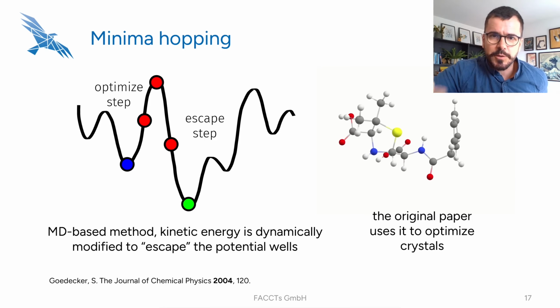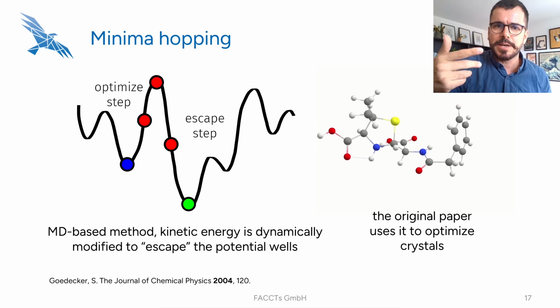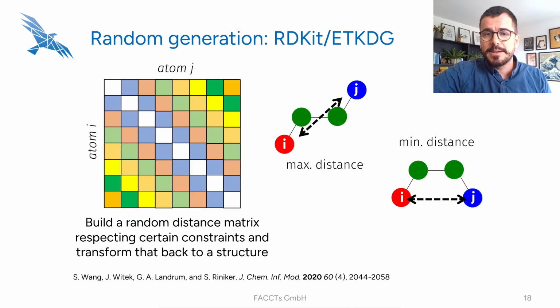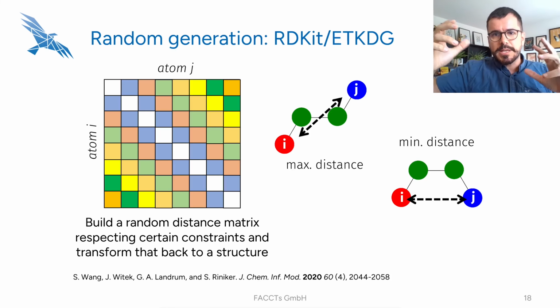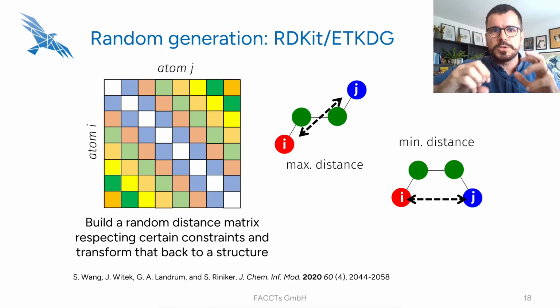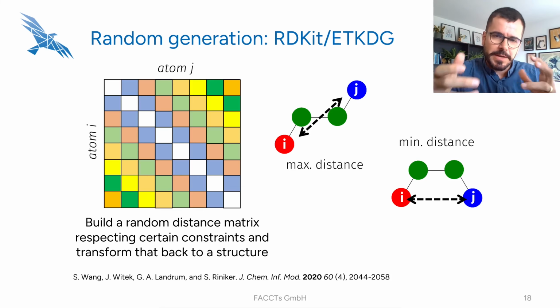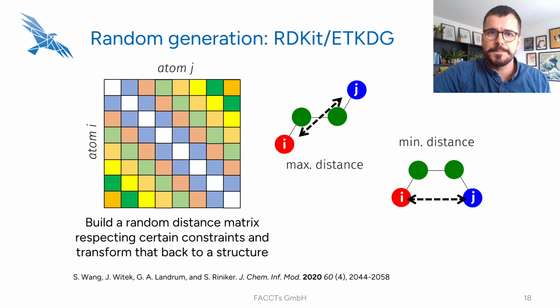Then later, Stefan Grimme improved on that by using MD to escape some barriers. And there are also some more stochastic algorithms like ETKDG, which is actually in RDKit, from the group of Sereina Riniker, which is also a super smart algorithm. You create a random distance matrix, and then, based on some topology rules, you can convert from the distance matrix into an actual 3D structure.